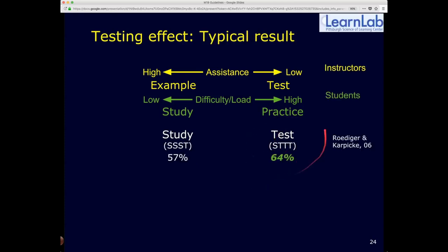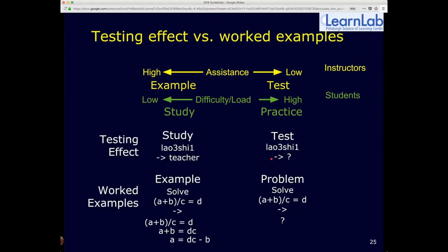What did they find? They found a testing effect: this added difficulty, in this case for facts, was better. That's our testing effect, and this is the kind of material it applies to. So here's another content domain where we might ask a student to solve a literal equation like this for A. I've got to multiply both sides by C and then subtract the B, and they get this solution. Here's an example.